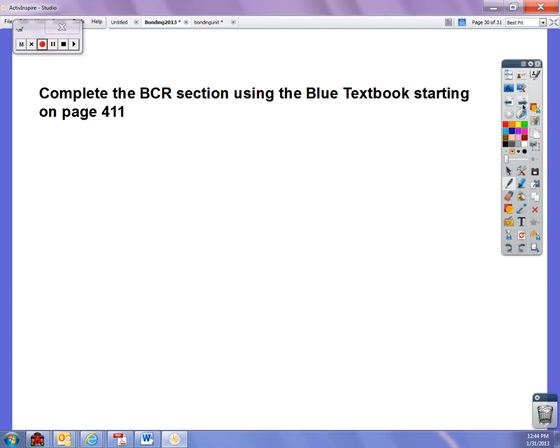Okay, for your work today, what you're going to do is complete the BCR on the back of this paper. It says, for molecules having 4 pairs of electrons surrounding a central atom, the bond angles are not always equal. Explain what causes the bond angles to be different for tetrahedral, trigonal pyramidal, and angular bent molecules. There's only 3 of them. Lucky you. I want you to go through each shape, starting on page 411, and write down the bond angle for each one.